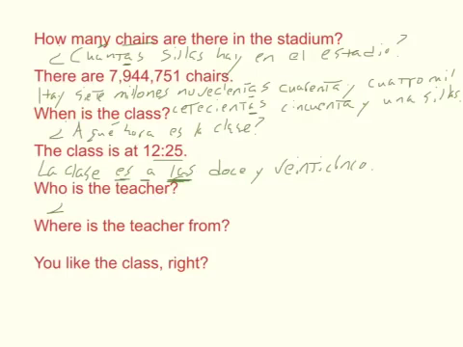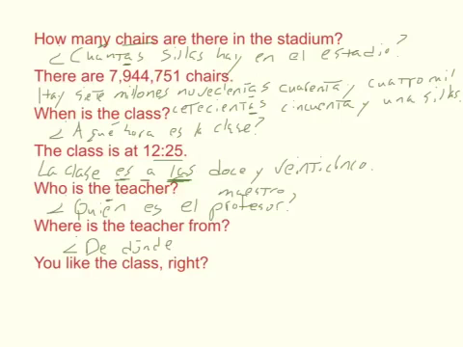So who is the teacher? So the question, start with an upside down question mark. Who is quién? It's a question word, so get your accent on there. So quién es, who is, the teacher would be el profesor or el maestro. And then where is the teacher from? It's a question. Start with an upside down question mark. From where? We're not saying where is he right now, but from where. So we're going to say de dónde. Get your accent on dónde because it's a question word. So de dónde es el profesor or el maestro. So from where is the professor?